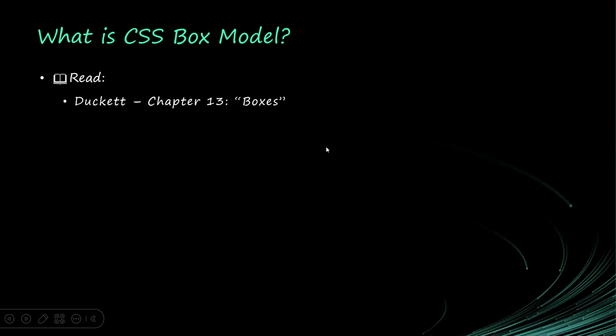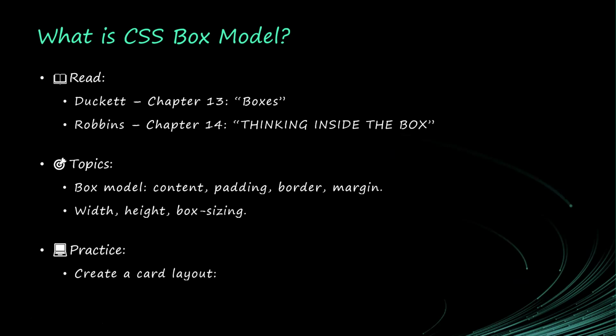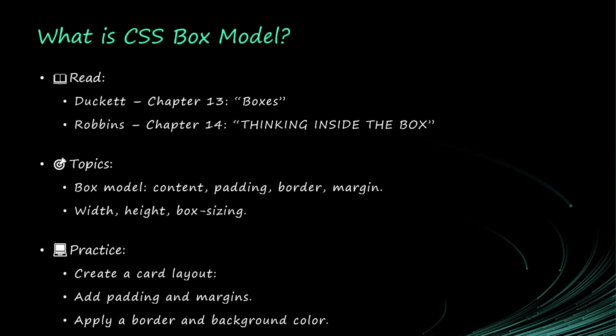In this class, you'll be reading chapter 13 of Duckett, that's HTML and CSS by Duckett. And for Robbins, you'll be reading chapter 14. When you read these chapters, a lot of things are going to make more sense. We'll be taking a look at the box model: the content, the padding, the border, and the margin. We'll also take a look at the width, height, and box-sizing properties. Your assignment will be to create a card layout, add padding and margins, and apply a border and a background color to this card layout.